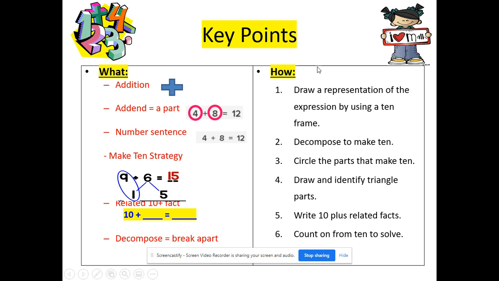How are we going to be successful today? Well, first, we're going to draw a representation of the expression by using a 10 frame, meaning we're just going to draw a picture of our parts. 2, we're going to decompose to make 10. 3, we're going to circle the parts and make 10. 4, we're going to draw and identify triangle parts. Remember, we draw our triangles, put them together, and then we write our 10 plus related facts starting with 10. And finally, we just count on from 10 to solve.